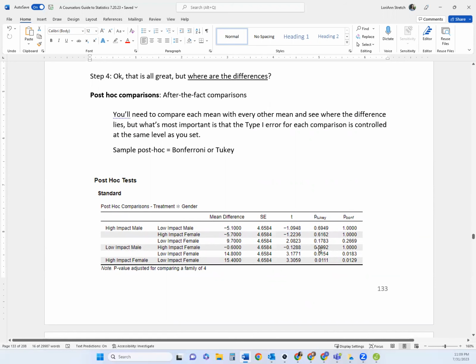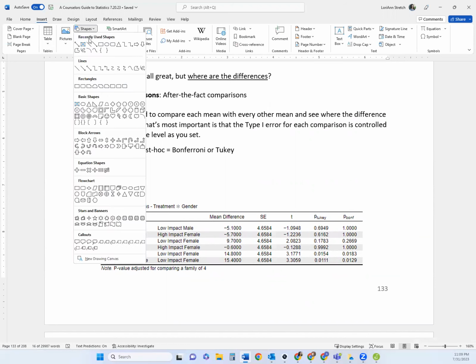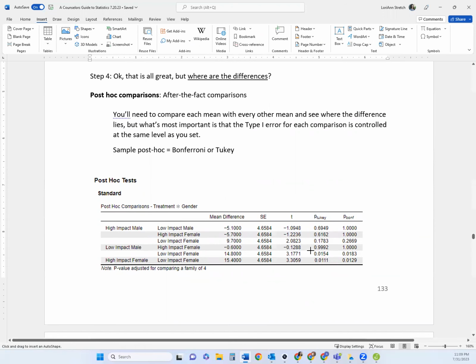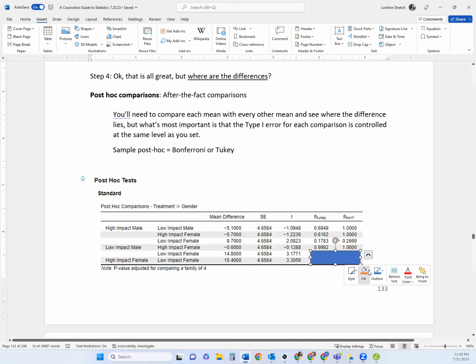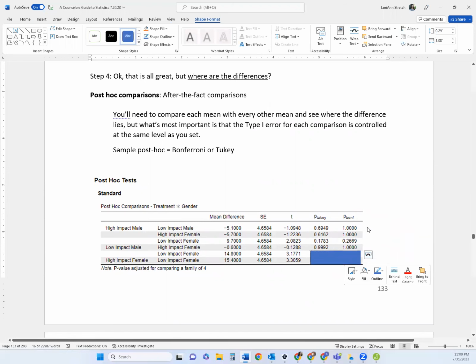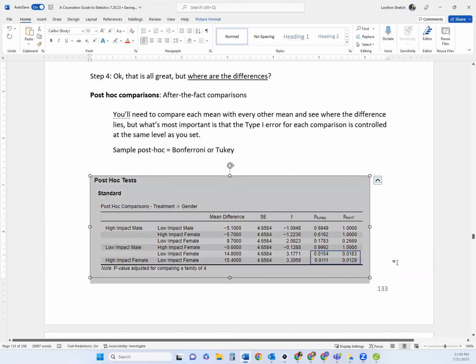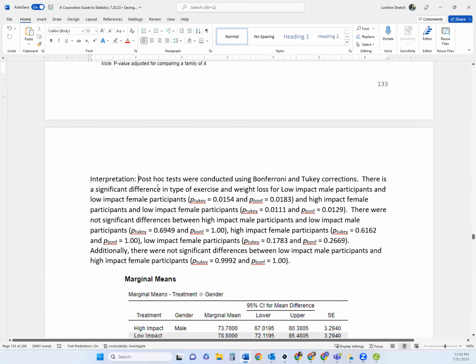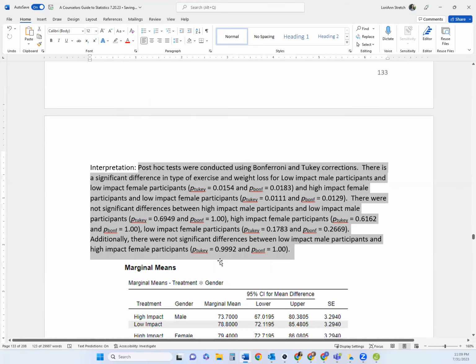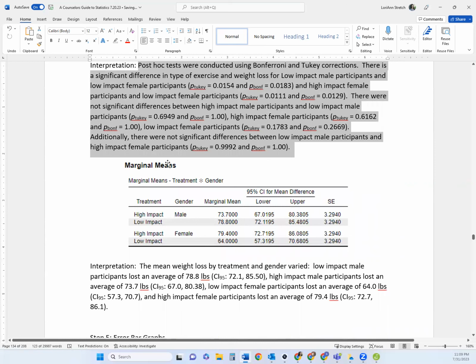interaction. And again, let me go ahead and insert that shape here. These are the only 2 that are significant. So no fill. So here we go. So these are the only two that I'm going to interpret because these are the only two pairwise comparisons that are in fact significant. Here's how I'd interpret the post hoc. It's also helpful to look at your marginal means.